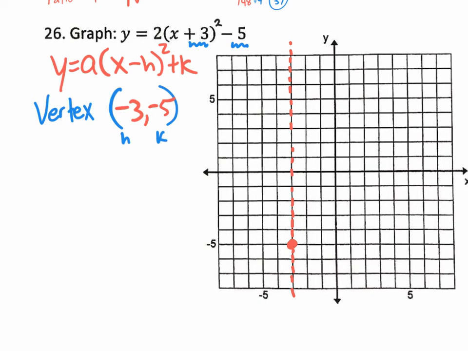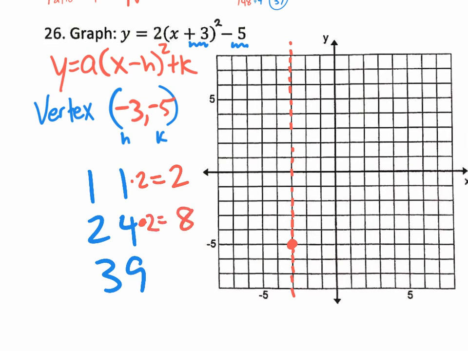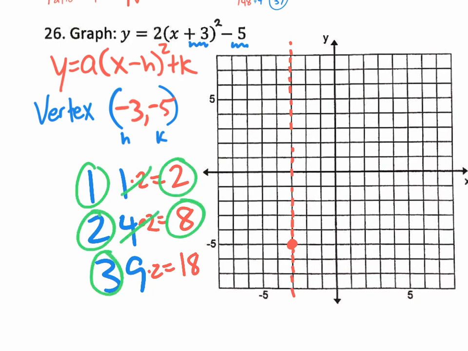Now, because this is the a value of 2, we can't use the pattern 1, 1, 2, 4, 3, 9, because the a value of 2 changes the outputs. So if you take the output of 1, multiply it by 2, you get 2. 4 times 2, you get 8. 9 times 2, you get 18. So this is a new pattern. We need to use 1, not this guy, but 2. 2, not that, but 8. 3, not this, but 18. So 1, 2, 2, 8, 3, 18, and it is opening up.